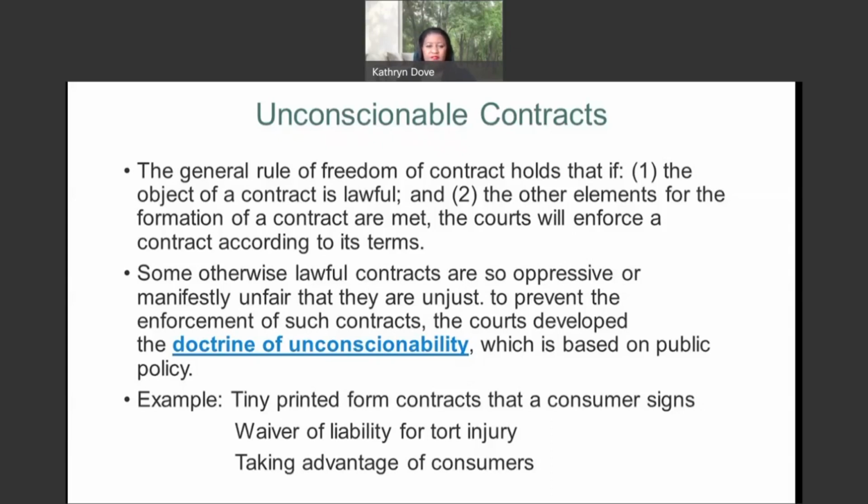However, sometimes a lawful contract is so oppressive or manifestly unfair that it is unjust. To prevent the enforcement of such contracts, courts have developed the doctrine of unconscionability, which is based on public policy. Have you ever entered into an agreement with a tiny little printed form that you're supposed to sign? Or you purchase a computer on the internet and there are some clickable terms at the very end. You have to click and agree to these terms. You don't read that, but you just click on it.